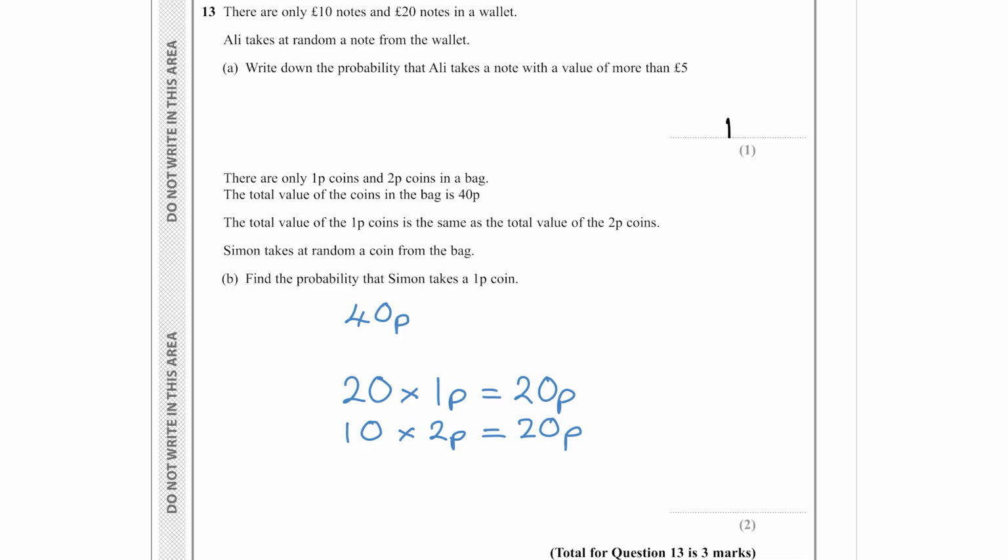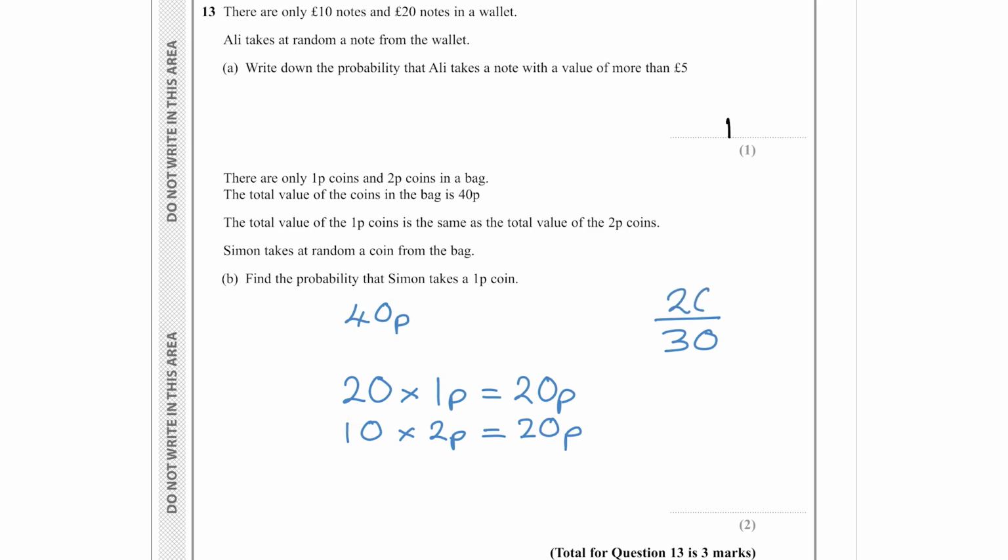So that gives us our equal value of 1p coins and 2p coins, and the probability that Simon takes a 1p coin, well, there's a total of 30 coins altogether. So here we're going to do it as a fraction. So we have a total of 30 coins altogether. Now, how many 1p coins are there? Well, there's 20 of those.